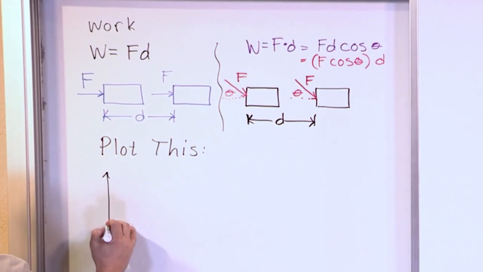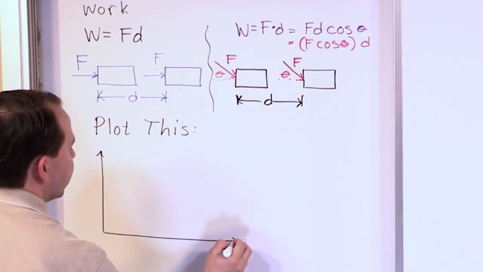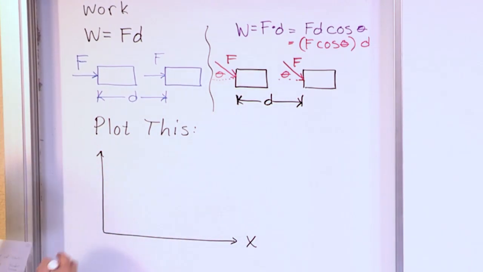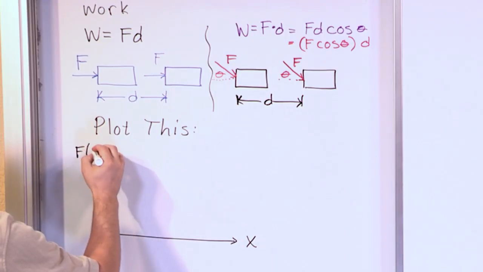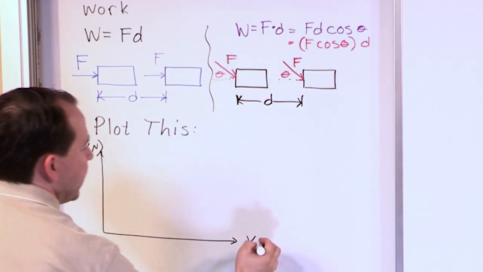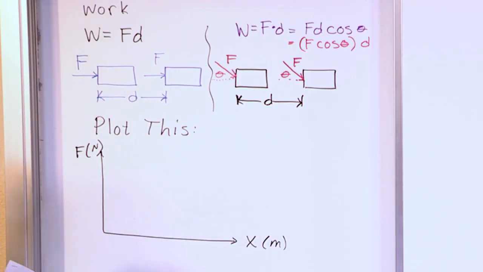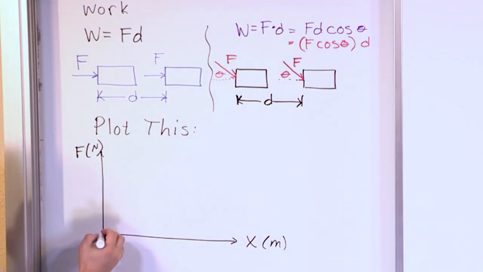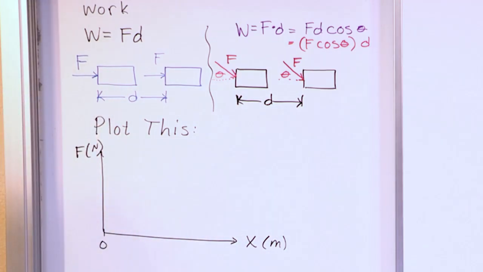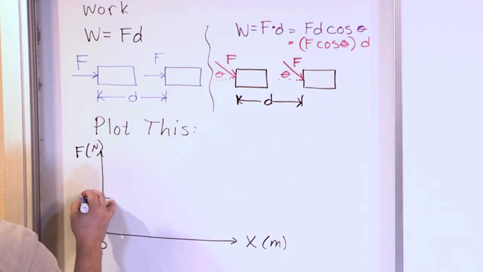What I mean by plot this is I want to do a quick little graph here. This is x, and this is the force in newtons that I'm pushing, and this is the distance that the block moves in meters. So here is 0, x is equal to 0. This is where the block starts, and this is my force that I'm pushing on the block. So if I'm actually going to do this, let's say I'm pushing at 5 newtons.